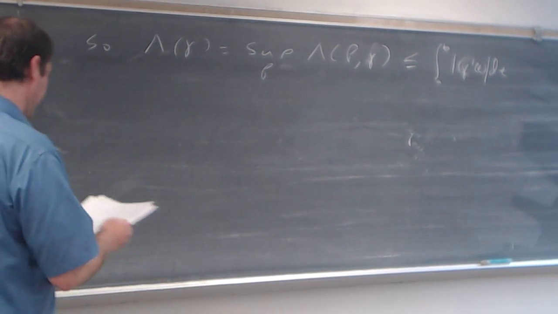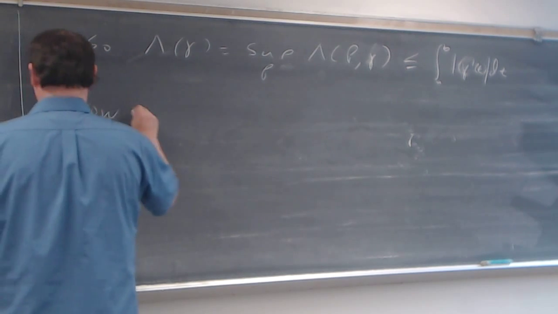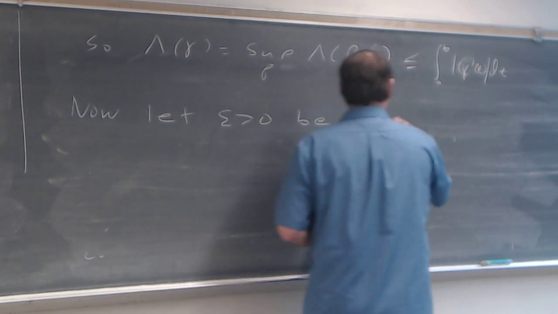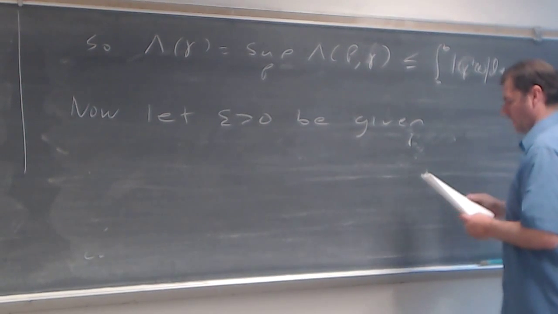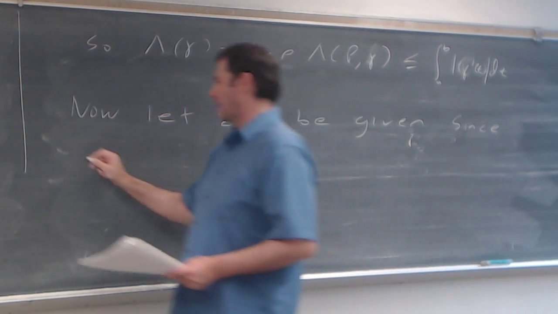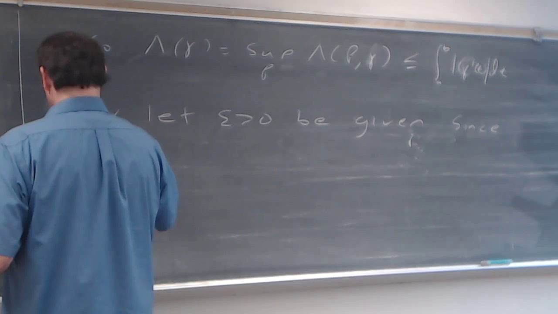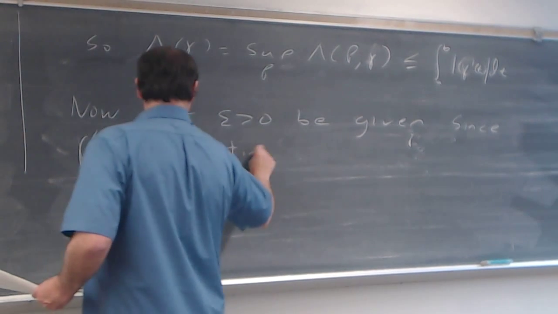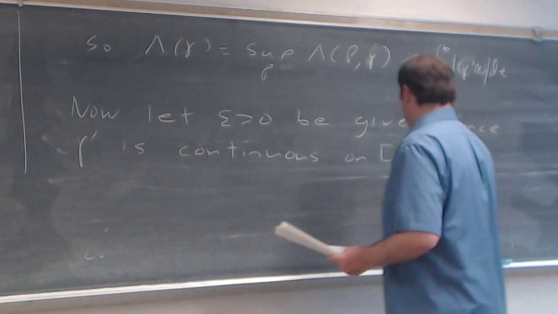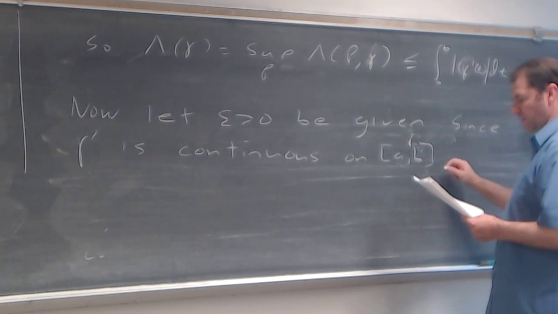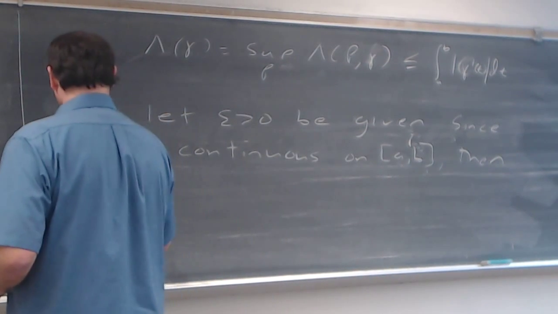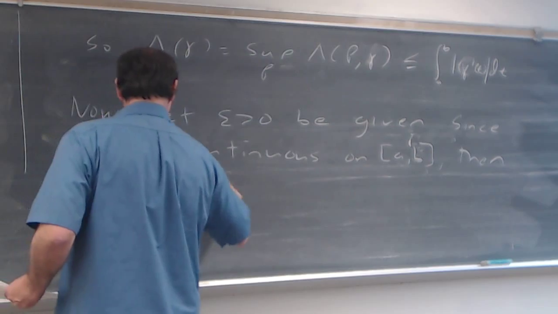And now we work on the other part, which is longer. So if we let epsilon be greater than 0 be given, since gamma prime is continuous on a to b, then that tells us that gamma prime is uniformly continuous.